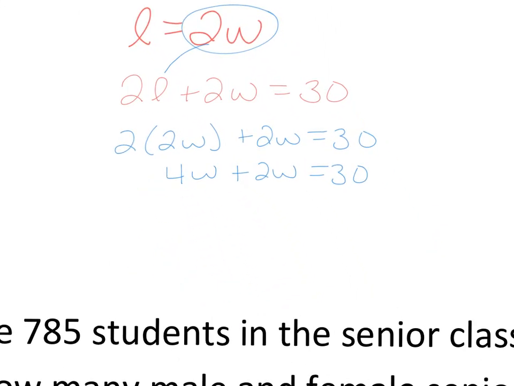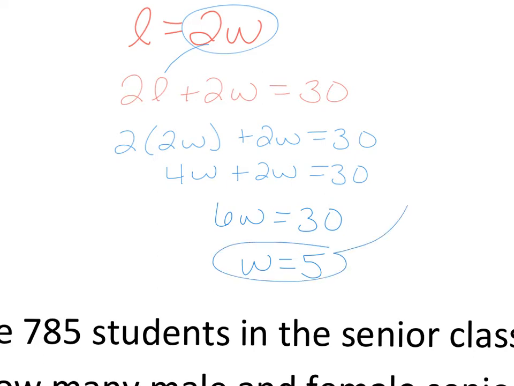Add like terms. So 6W equals 30, and divide so your width equals 5. All right, so now you're going to plug it back into one of the originals. I'm going to be putting it right there. Okay, so if I look at this, length equals 2 times 5, so length equals 10.